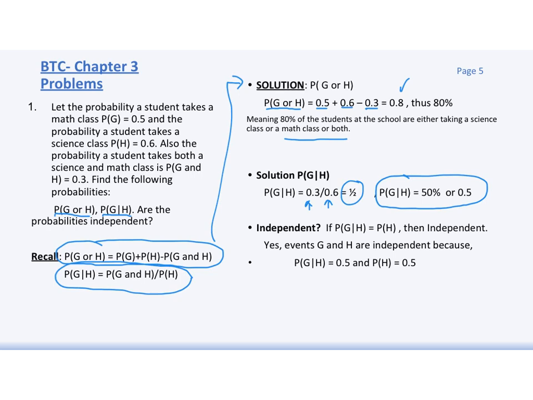Now we're asked if in fact we have independence, and this is written incorrectly. If the probability of G given H equals the probability of G, not H, then we have independence. And yes, events G and H are independent because the probability of G given H is equal to 0.5 and the probability of G is 0.5. So we have independence.